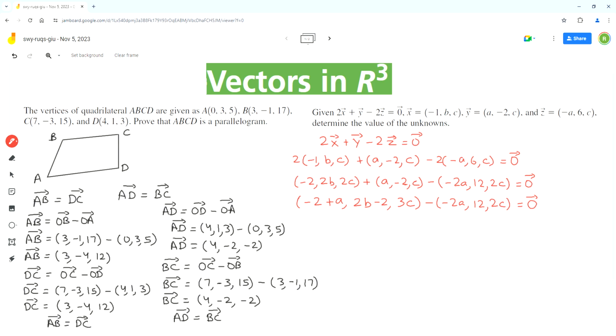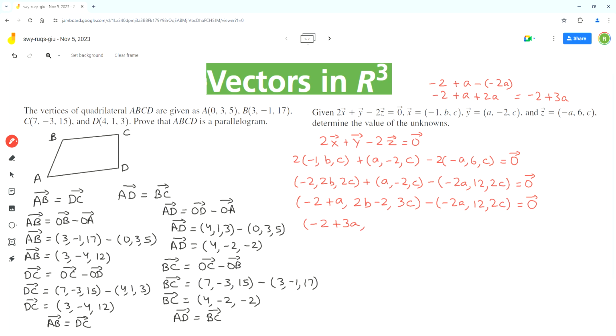Now we can subtract these two vectors on the left side. So for the x component, we'll do negative 2 plus a minus negative 2a, and minus negative 2a will become positive 2a. So we get negative 2 plus a plus 2a, which is equal to negative 2 plus 3a. So I can show you the step on the side. So this is how we get negative 2 plus 3a.